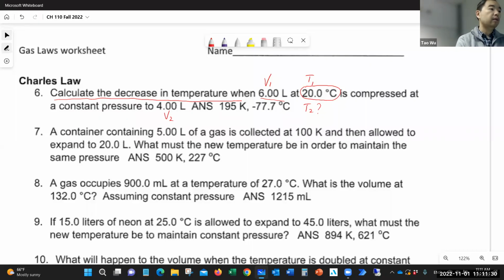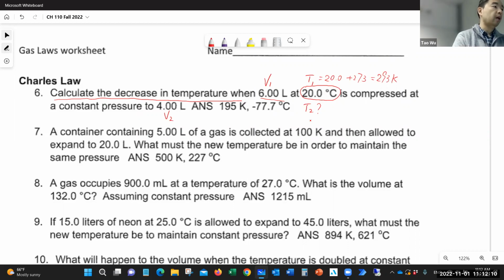So now you have 20 Celsius. To convert to Kelvin, it's 20 plus 273. So the first one, 20 Celsius, if you convert to Kelvin, is going to be 293 Kelvin, okay? You have to convert that to Kelvin before you do the calculations. If you use Celsius, it doesn't work. You have to use Kelvin.